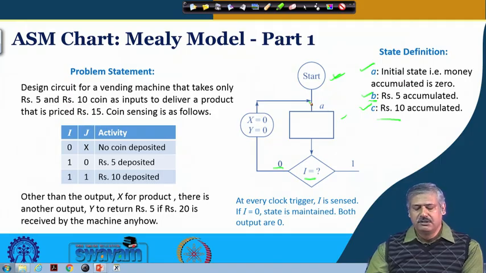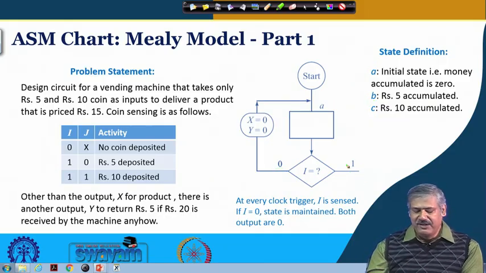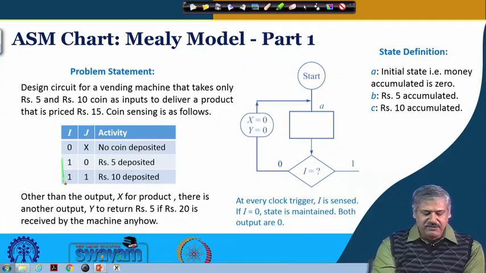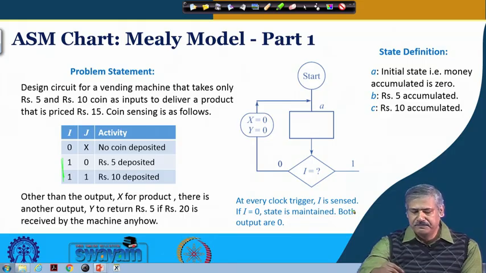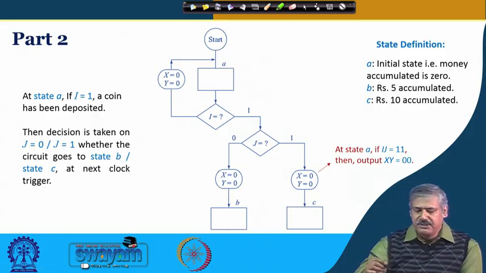Is it okay? That is the path it is showing, and this is the conditional output box. If it is at state A and no coin has been deposited, of course both outputs should be 0. Is it fine? And if i is 1, some coin has been deposited, so the machine has to take a decision. At that time, if i is 1, it needs to look at whether j is equal to 0 or j is equal to 1. So another decision box will come. This is what you can see over here.